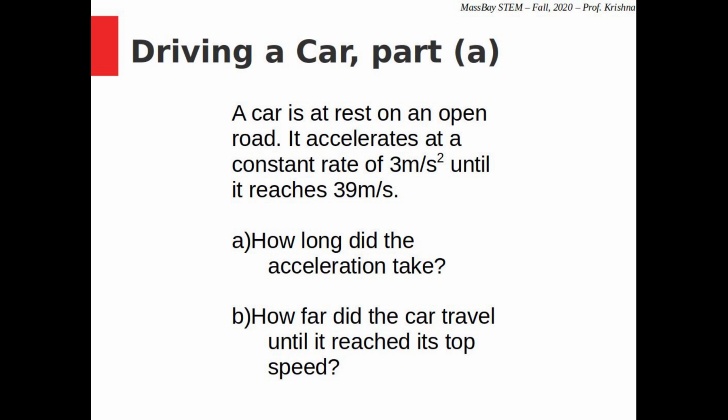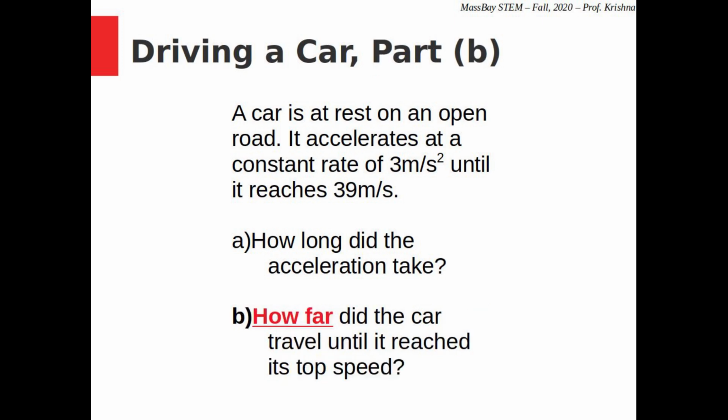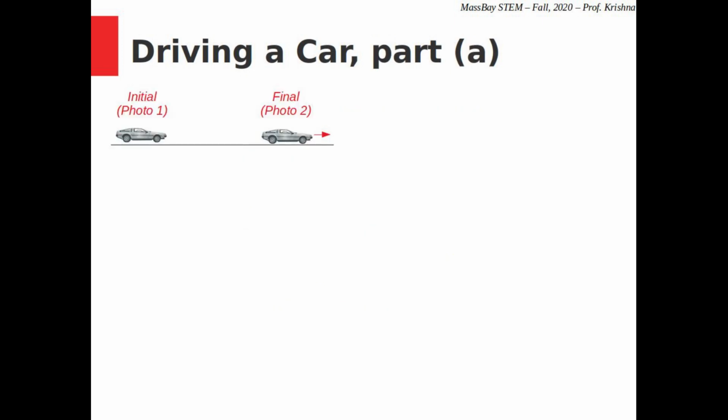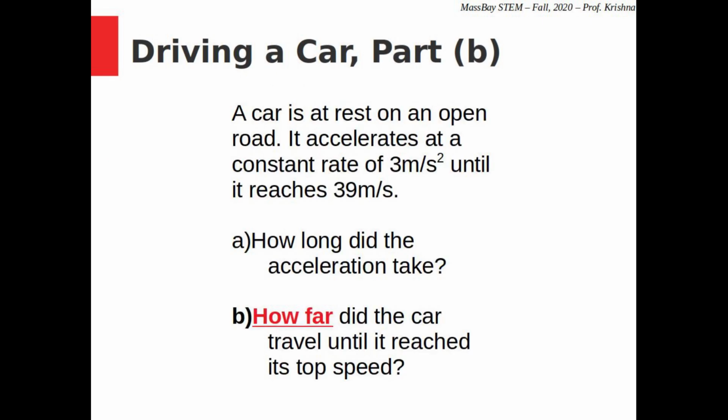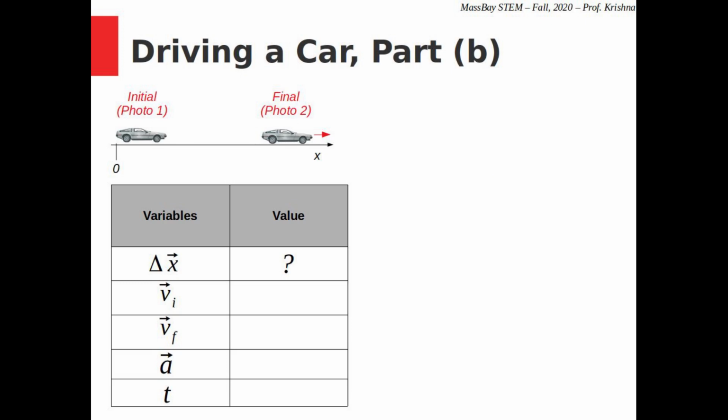Now, suppose I provide the same situation, but I ask a slightly different puzzle. Instead of asking how long the acceleration took, I ask how far did the car travel until it reached its top speed, starting from rest. For this new puzzle, the drawing, endpoints, and axes are the same as before, but in step 4, where we ask what the unknown is, that's where things change. How far did the car travel? That's asking for a displacement, not a time like what we did earlier.